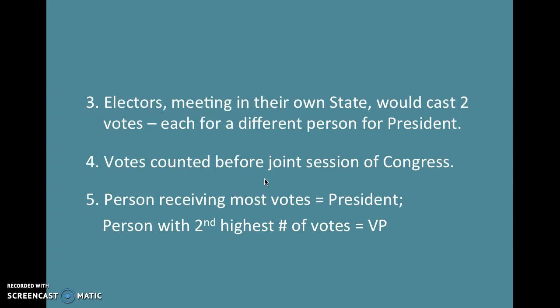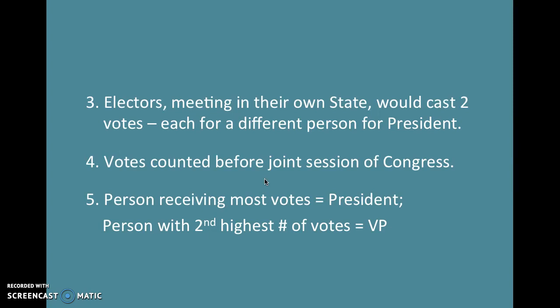Third part of Alexander Hamilton's plan, it says electors meeting in their own state would cast 2 votes, each for a different person for president. Now think about this. This part doesn't work anymore. Let's say I'm an elector. I go to Nashville, Tennessee. I cast 2 votes, each for a different person for president. I cast 1 for Hillary Clinton and 1 for Donald Trump.